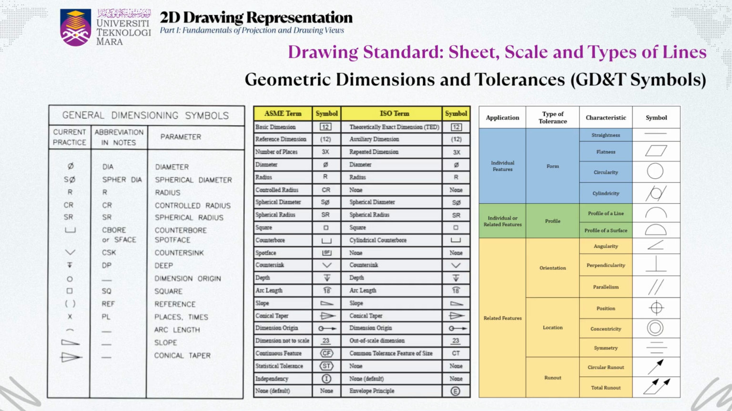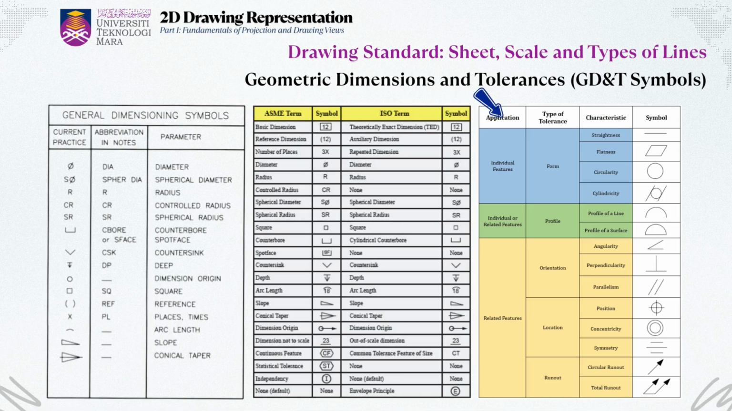Let's start with the general dimensioning symbols on the left side. These are shorthand notations like ⌀ for diameter, R for radius, SR for spherical radius, and PL for places. In the middle table, you can see how the American, ASME, and International, ISO, standards compare. Most symbols are similar, like ⌀ for diameter, but some terms vary slightly. For example, ASME uses controlled radius as CR, while ISO doesn't use a specific symbol for that. It's important to be familiar with both systems, especially when working with international designs or manufacturing.